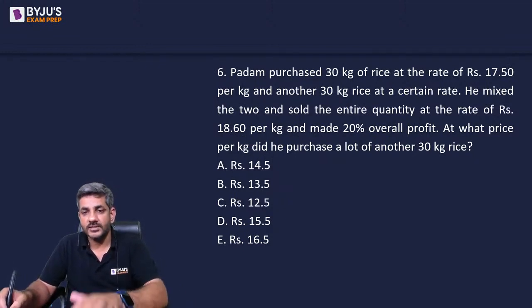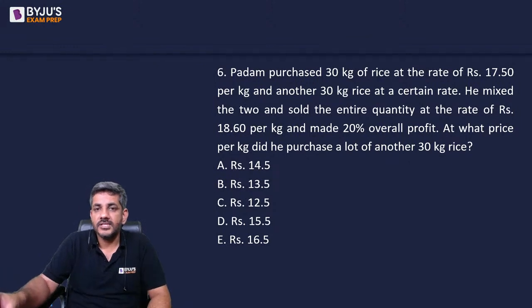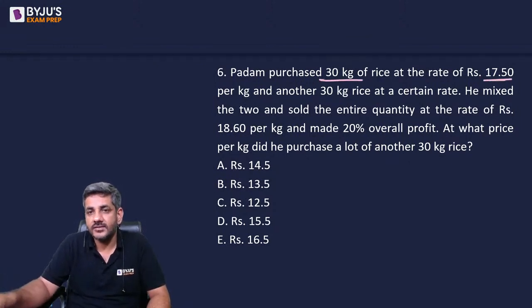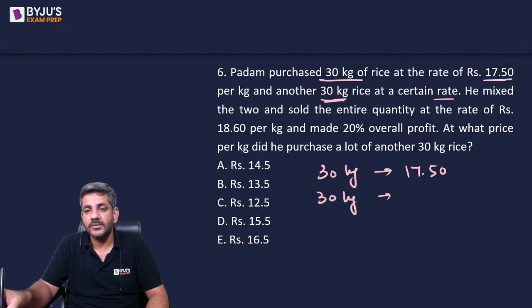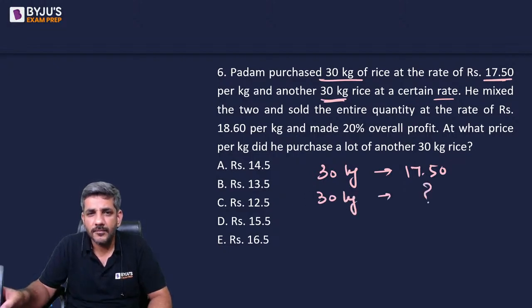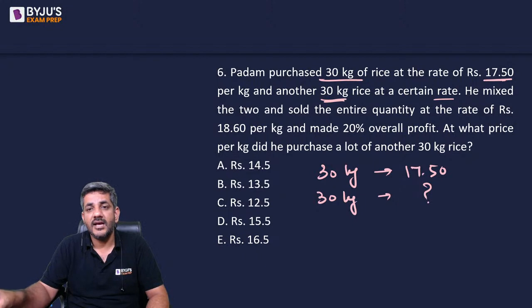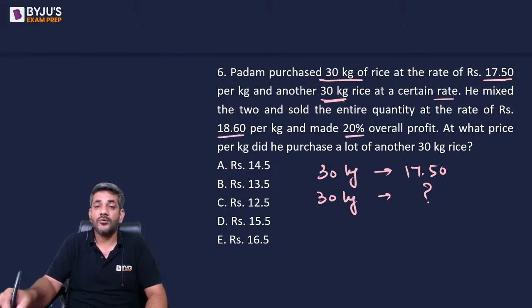चलिए, लेट्स स्टार्ट डूइंग दिस क्वेश्चन. Padam purchased 30 kg of rice at the rate of this and 30 kg rice at a certain rate which is not given. So 30 kg is purchased at a price of 17.5. Another 30 kg is purchased at a price which we do not know. He mixed the two and sold the entire mixture at 18.6 per kg and 20% profit is there.